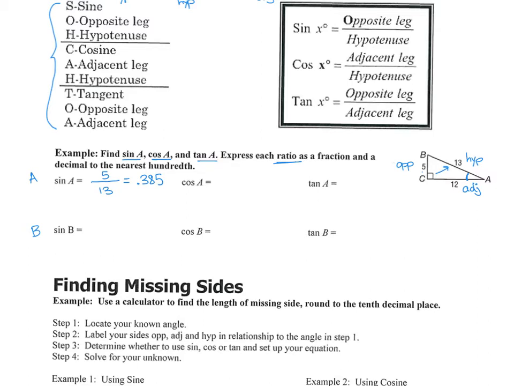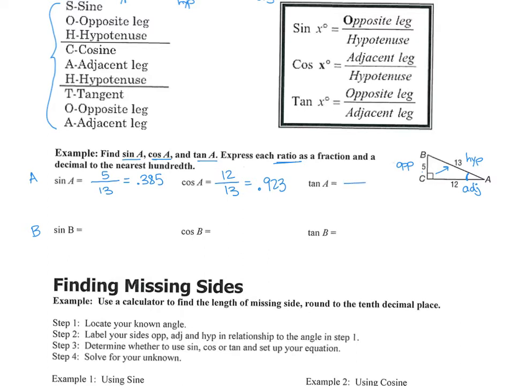Let's do cosine of A next. So cosine, look up above, cosine is adjacent over hypotenuse. So I'm going to enter my adjacent leg, which is 12, and my hypotenuse is 13. So cosine of A is the ratio 12 over 13, and as a decimal, that's approximately 0.923.